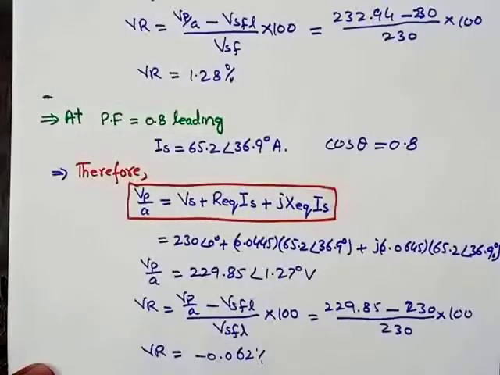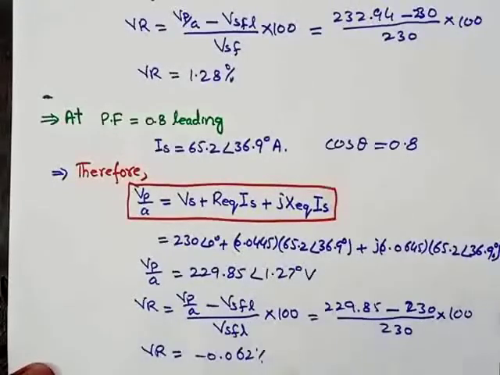Negative voltage regulation means when we connect the load, the voltage will increase. So now, as you can see in this equation, the full load voltage is greater than the no load voltage because now the load is a capacitive load. In case of a capacitive load, the voltage regulation will be negative. So this is part C of the given problem.